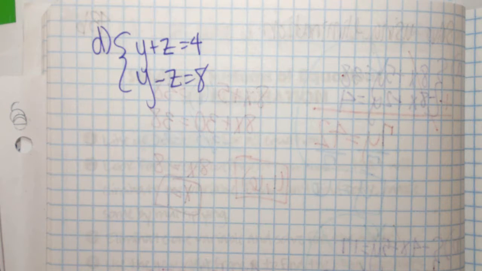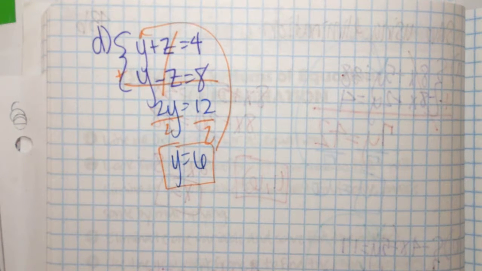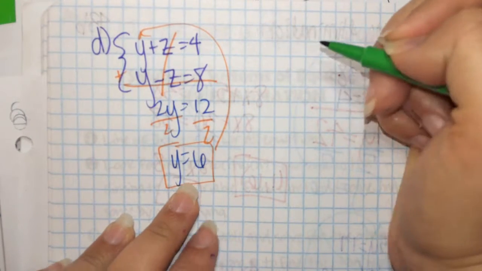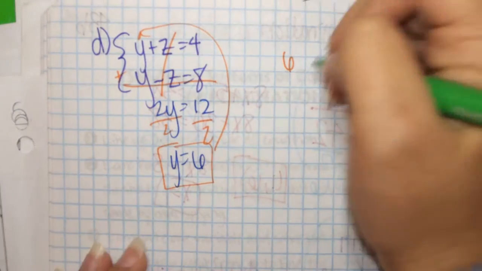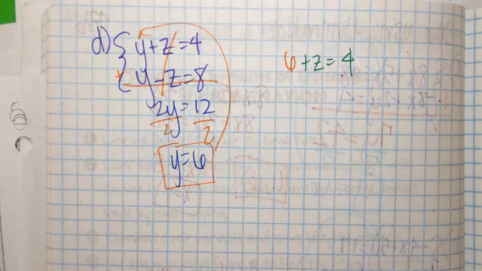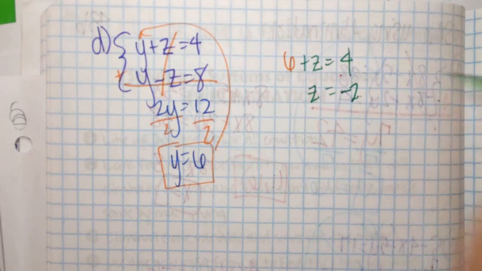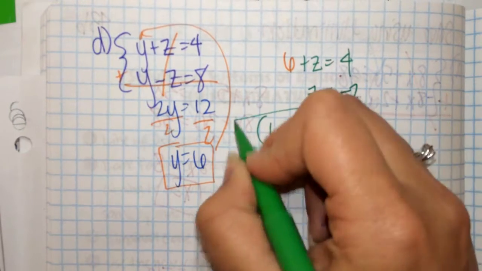Do this, and you got 6 for y. Yes, I got negative... Why? Two, probably. Lord help us, baby. You and those signs. All right, so then we know that 6 is y, so we say 6 plus z equals 4. Who got that next step? So then we subtract z from both sides, and z equals negative 2, right? So then it's 6, negative 2.